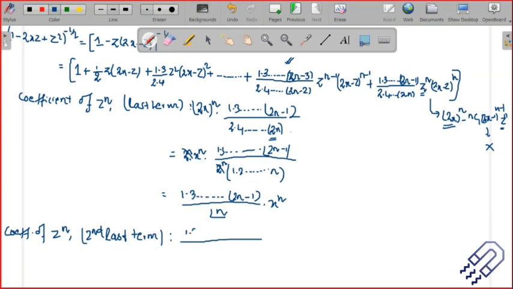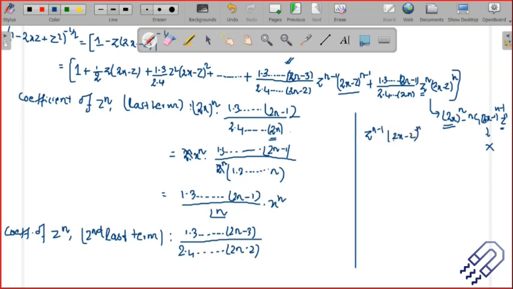So this is 1, 3, and then this is 2n minus 3. At the denominator it is 2, 4, and then this is 2n minus 2. Okay, so we have this term. Now if you look at the denominator, maybe I should explain it a bit better. It's very confusing else. Let's look into this particular term. So if you just write it down as zⁿ⁻¹ into (2x minus z)ⁿ⁻¹.